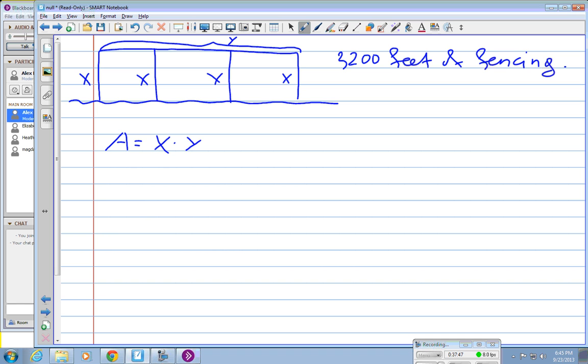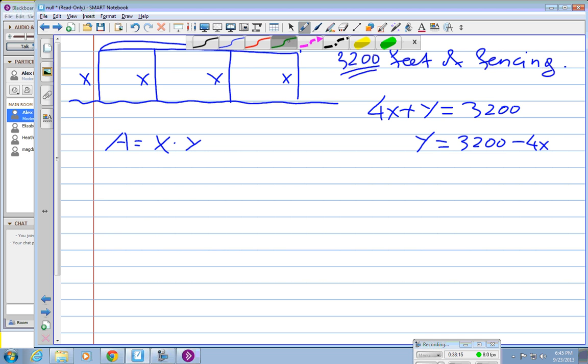Right? And when we did that, because we remember we have 3,200 feet of fencing, that means x plus x plus x plus x plus y has to equal 3,200, right? So it's 4x plus y equals 3,200. So you can solve for y. y equals 3,200 minus 4x.